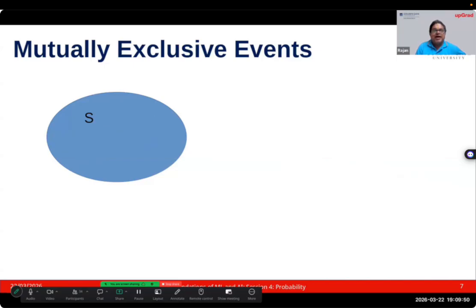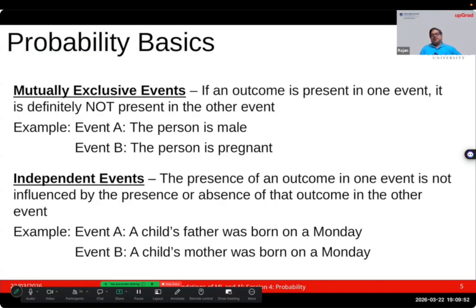Now let's go back and look at another event. So mutually exclusive means if an outcome is present in one event, that outcome is not present in the other event. If that is the case, then these two events are called mutually exclusive events. There is another set of events. Let's say another two sets of events. One event A, another event B. Okay. If you take some outcome, it can be present in A, it can be present in B also.